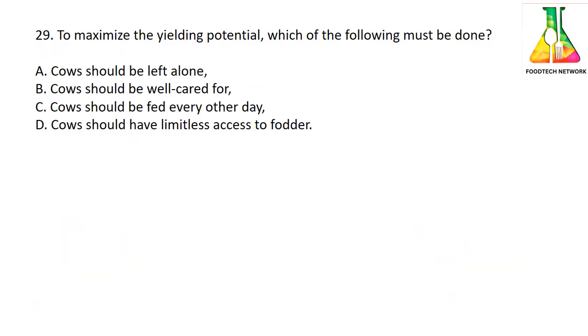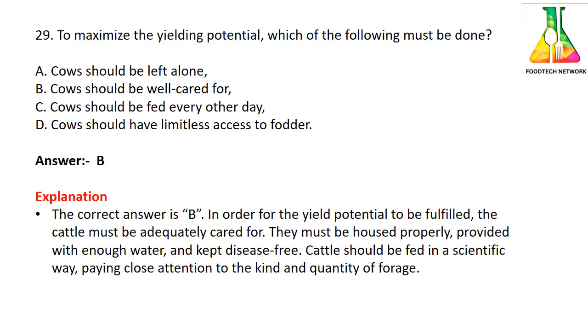29. To maximize the yielding potential, which of the following must be done? Option A, cow should be left alone. Option B, cow should be well cared for. Option C, cow should be fed every other day. And option D, cow should have limitless access to fodder. B, that is, cow should be well cared for.